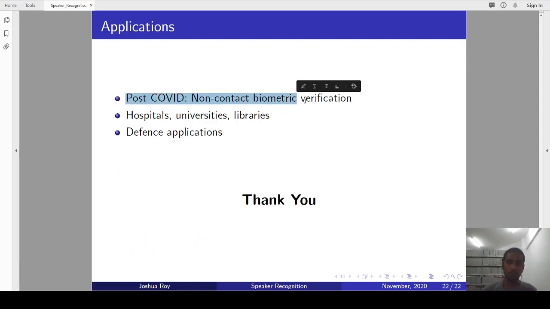Applications: in a post-COVID world, we need a contactless biometric verification system, because with contact, COVID can spread. We can use it in hospitals, universities, libraries, and defense applications, which we did. Thank you.